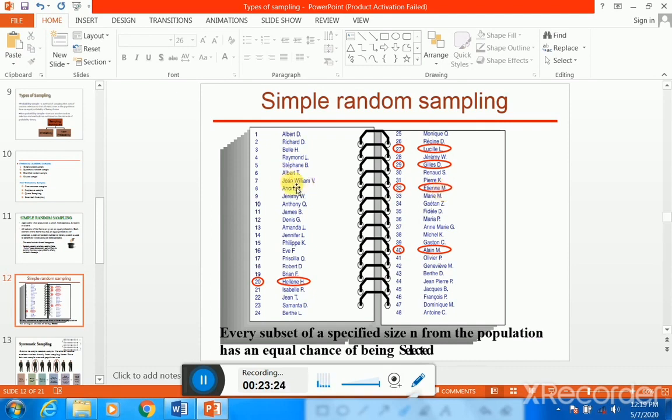It means every member, every element in your population has an equal chance of being selected. Such a method is known as simple random sampling. Hope inshallah a bit of an idea will be clear.